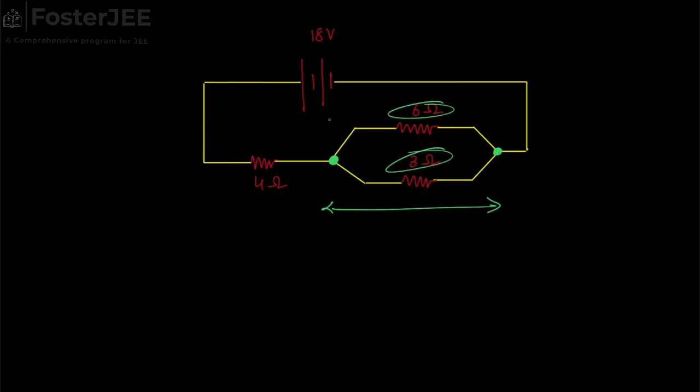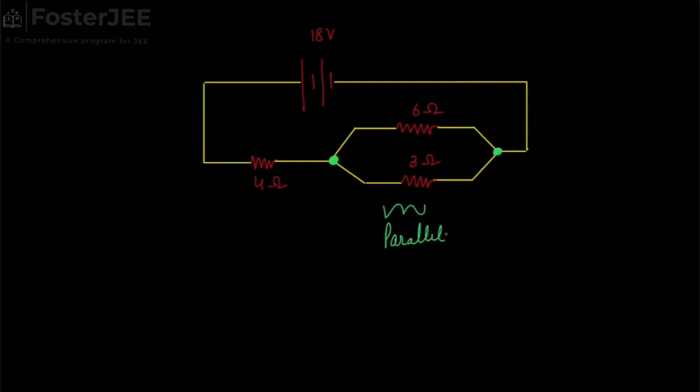Suppose we have a circuit like this, and here we have an 18-volt battery. Here we have a resistor of 4 ohm resistance. Here we have a resistor of 6 ohm, and here we have a resistor of 3 ohm. Then we can see that if this point has some potential and this point has some potential, then the potential difference across both these resistors will be the same.